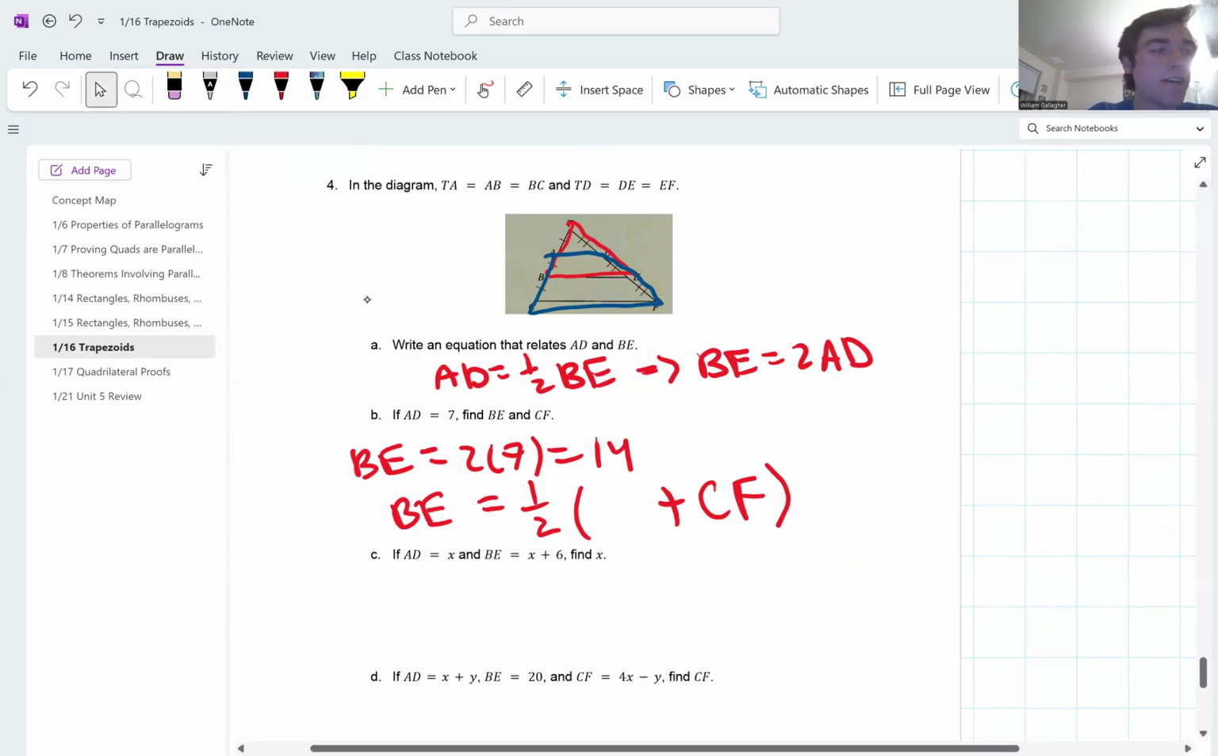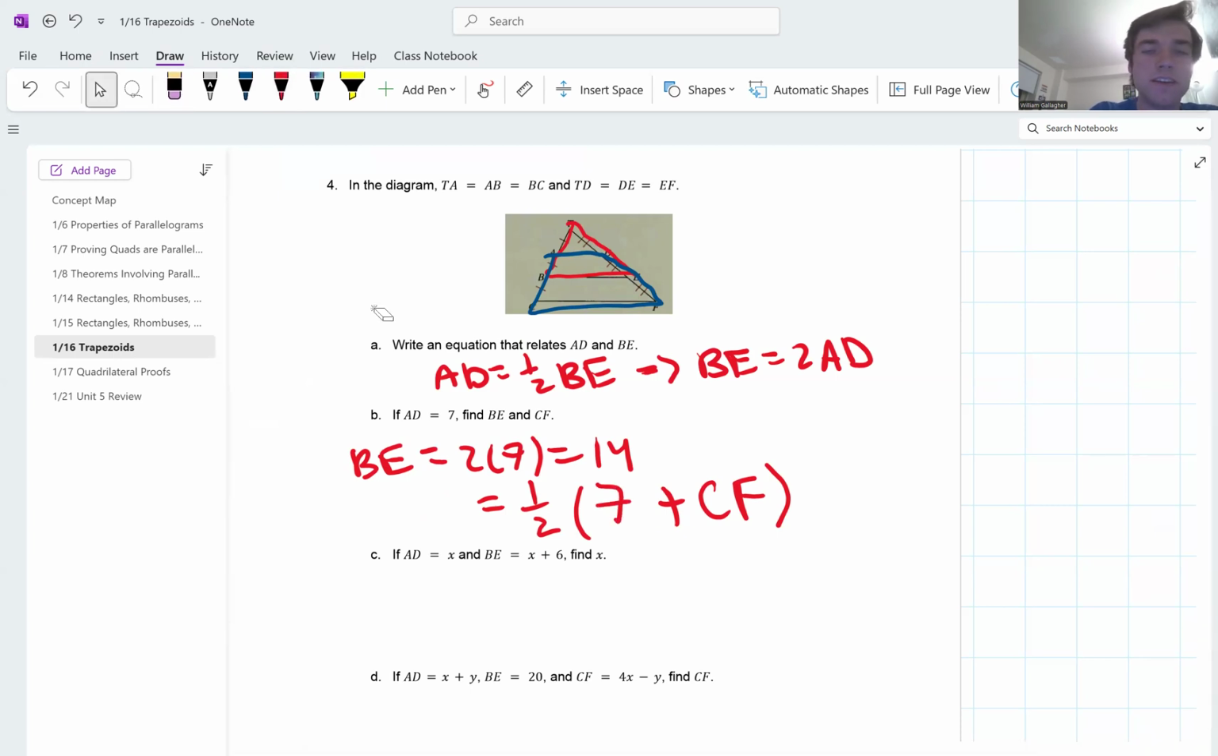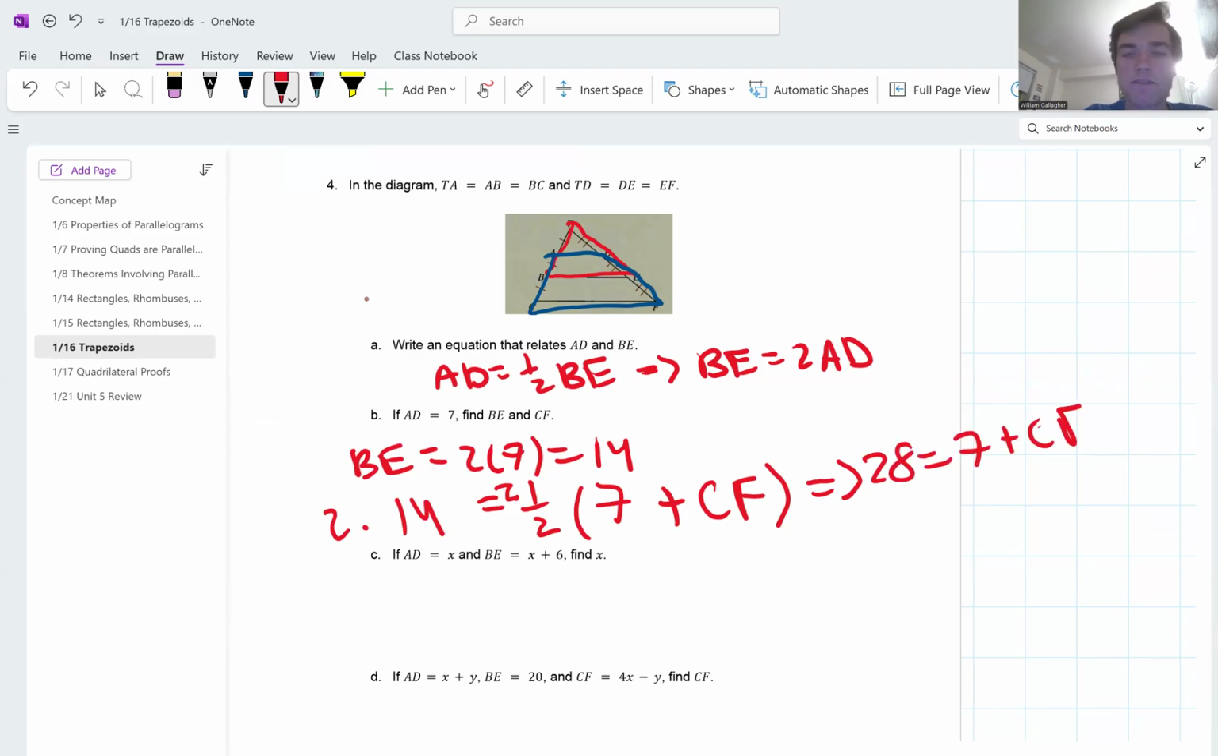So AD, we just found, we know AD is 7, and we know that BE is 14. We just figured that out. So if I multiply by 2 on both sides of this equation, I get that 28 is equal to 7 plus CF. So CF is equal to 21.